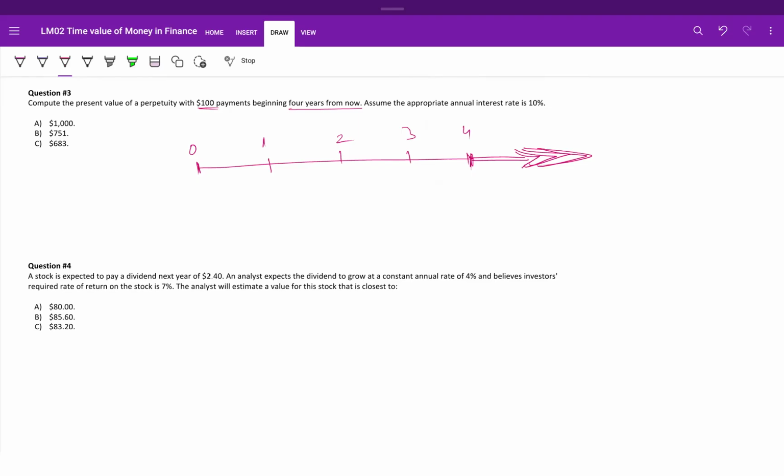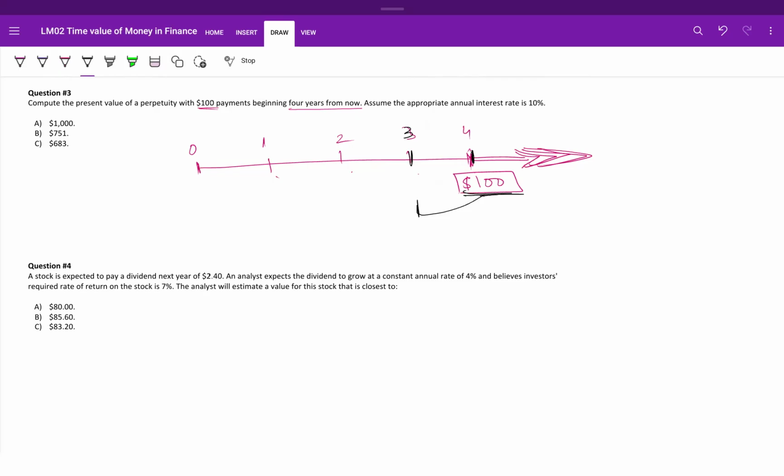If you calculate the present value of a perpetuity with $100 payments beginning in 4 years, 1, 2, 3, 4, here you will receive a $100 perpetuity payment. Now, this is a good question. This will test your concepts. If you calculate the perpetuity with the first payment here, you will be calculating the value here. Understand this, it is important.